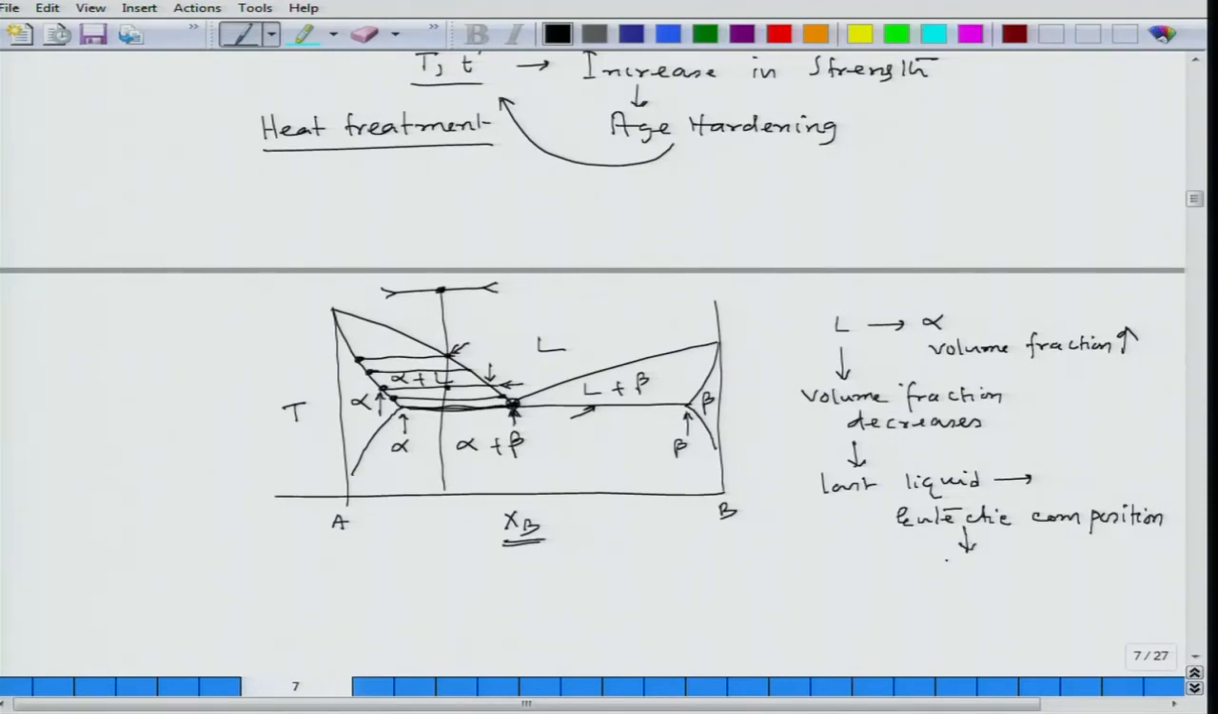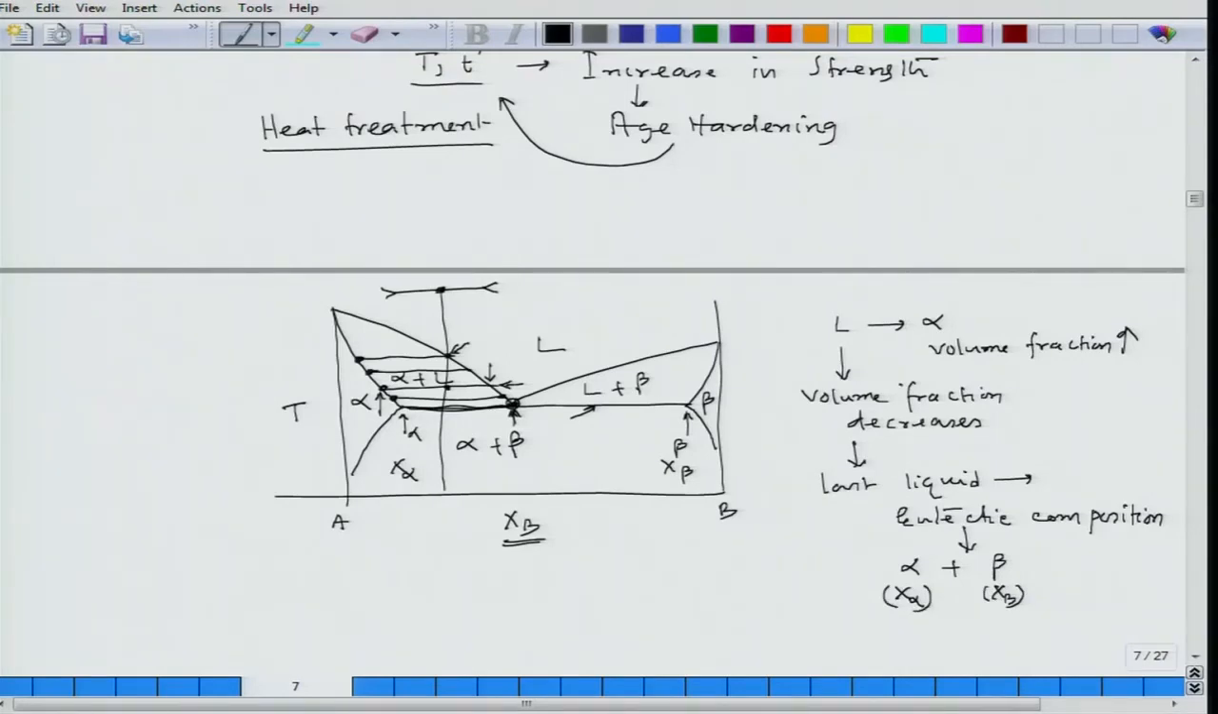And then once it achieves the eutectic composition, it would have the eutectic reaction, which is nothing but alpha and beta forming, with this x alpha beta composition, and this is x alpha, this is x beta. So x alpha and x beta, these two compositions it will form.